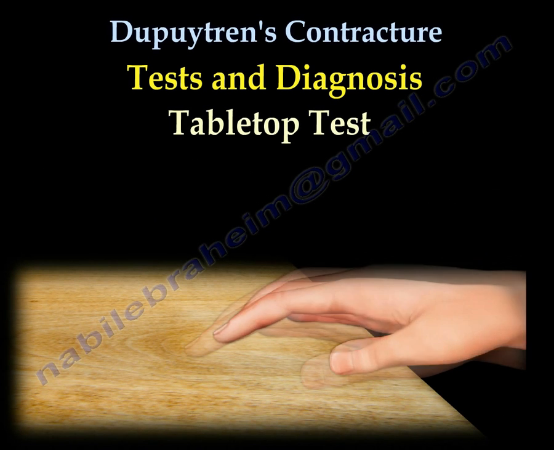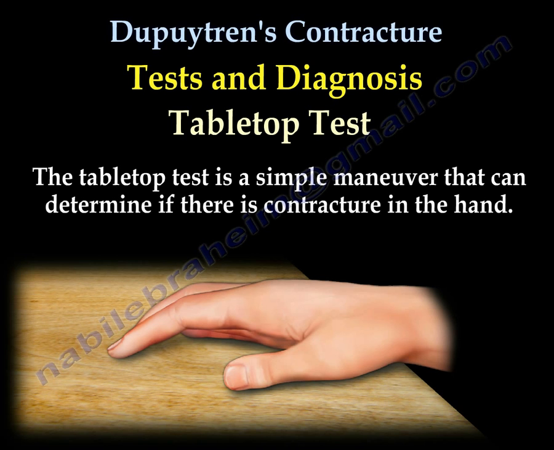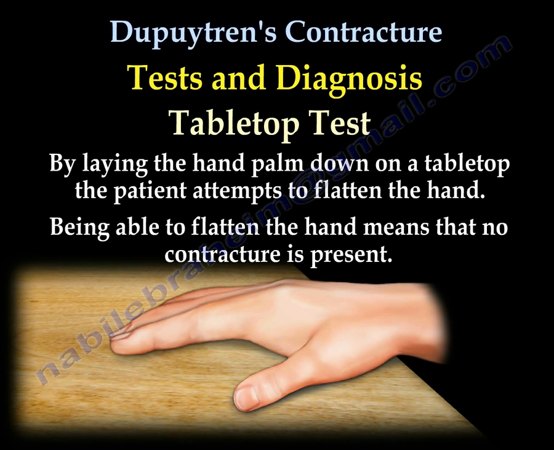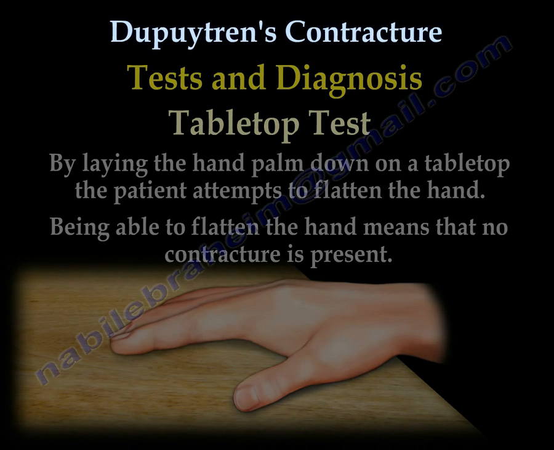Tests and diagnosis. Tabletop test. The tabletop test is a simple maneuver that can determine if there is a contracture in the hand or not. The patient will put the hand on a table, palm down, and the patient will attempt to flatten the hand. If the patient is able to flatten the hand, that means there is no contracture.